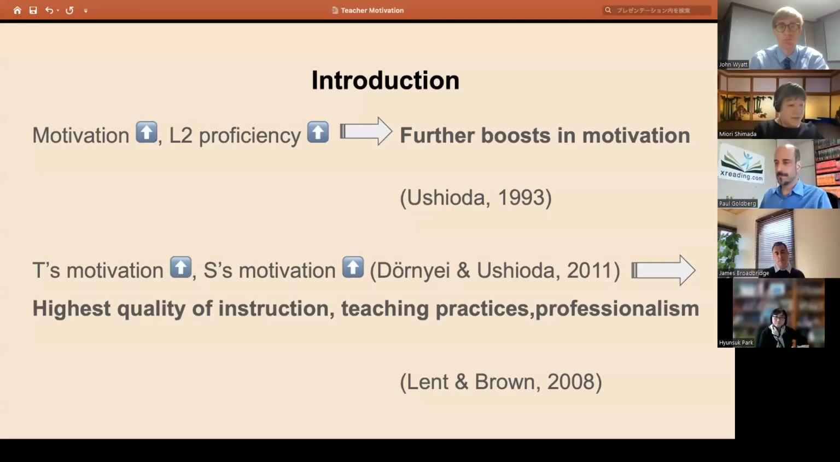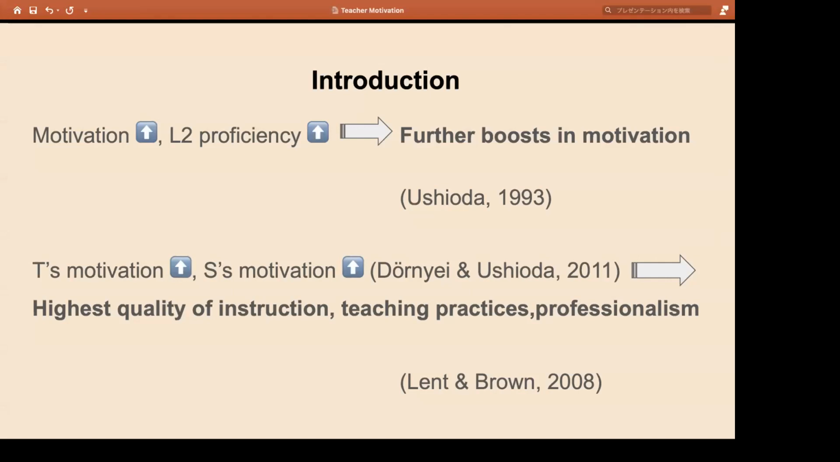Teacher motivation, in brief TM. Dörnyei and Ushioda 2011 point out that there is a strong relationship between TM and the student's motivation. On page 158, they state the teacher's level of enthusiasm and commitment is one of the most important factors that can affect learners' motivation to learn. Broadly speaking, if a teacher is motivated to teach, there is a good chance that his or her student will be motivated to learn.